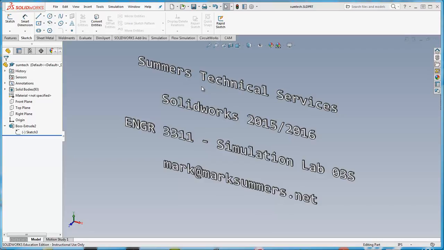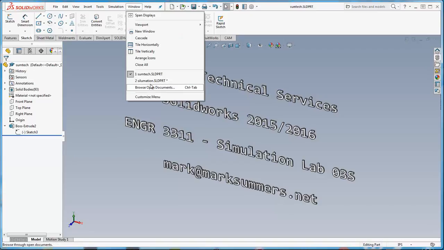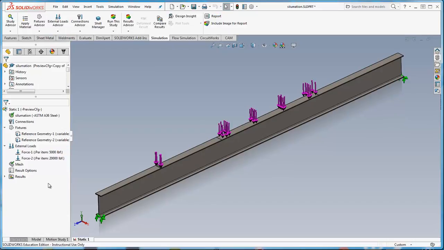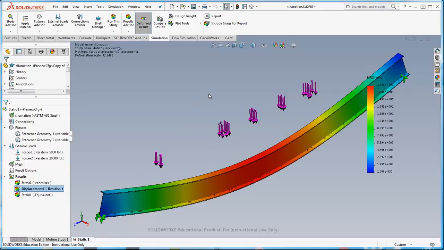I'm going to do part 3 of our simulation static analysis on our I-beam. So let's go back and see where we left off. So here's my model. I've done the analysis, run my analysis, and we want to interrogate this and see if it matches with our hand calculations we did earlier in lab.